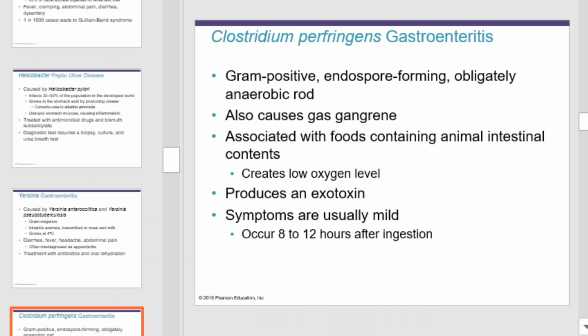Clostridium perfringens gastroenteritis is caused by a gram-positive, endospore-forming, obligate anaerobic rod. It also causes gas gangrene. Clostridium perfringens is associated with foods containing animal intestinal contents and creates low oxygen levels. This organism produces an endotoxin, and symptoms are usually mild and occur 8 to 12 hours after ingestion.